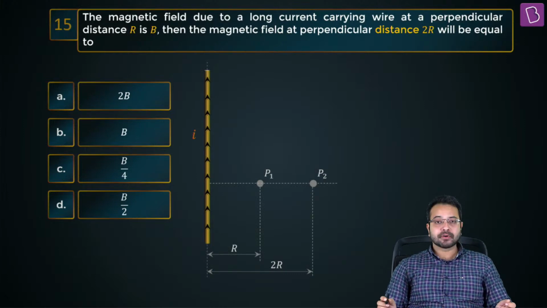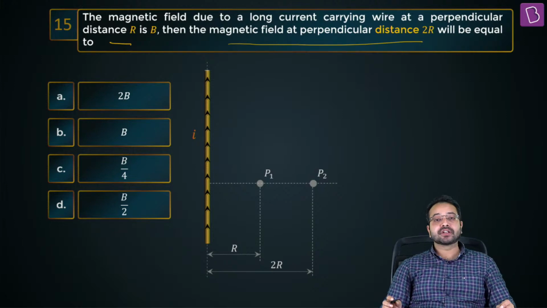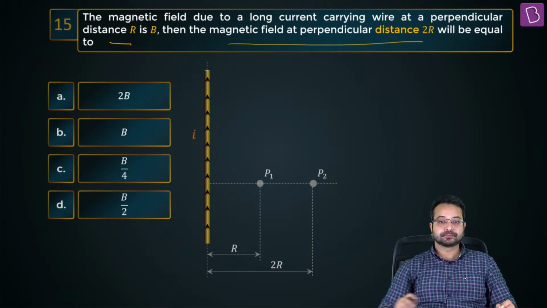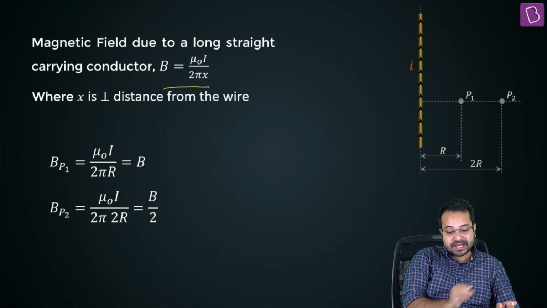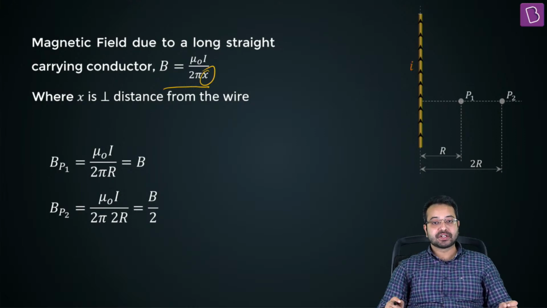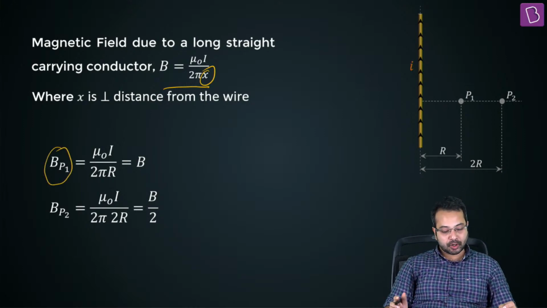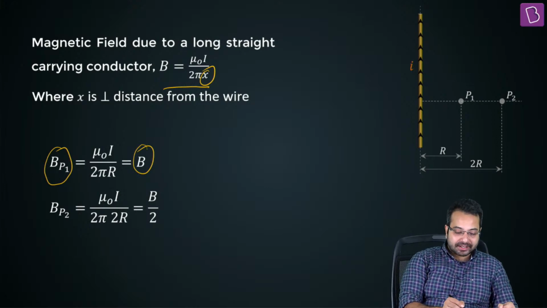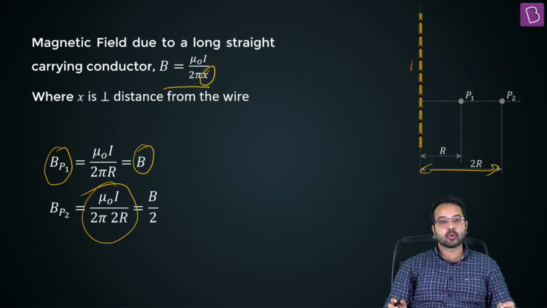Let's move forward. Question number 15. The magnetic field due to a long current carrying wire at a perpendicular distance R is B. Then the magnetic field at a perpendicular distance 2R will be equal to. The magnetic field due to a long straight wire is given by B equal to mu naught I upon 2 pi x, where x is the perpendicular distance. So the magnetic field at point P1 is mu naught I upon 2 pi r. This is B. And the magnetic field at a distance 2r is mu naught I upon 2 pi into 2r. So this is going to become B upon 2.